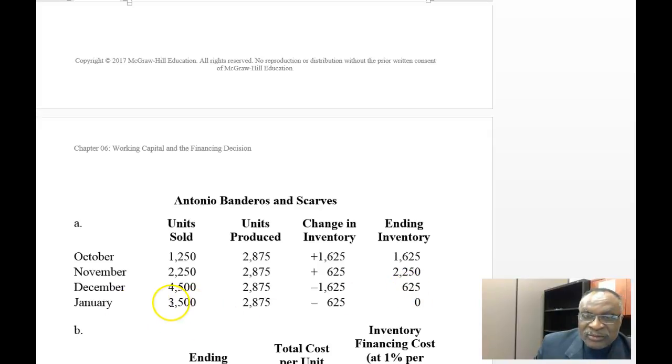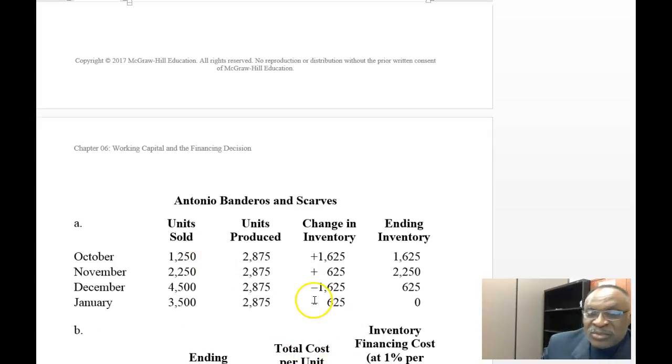In January, you have 3500 sold. You have 2075. Okay, so there's a shortfall of 1625. A positive 1625 and a negative 1625 will give you 0. So that takes care of the first question. This first question was, what will be the ending inventory at the end of the period?